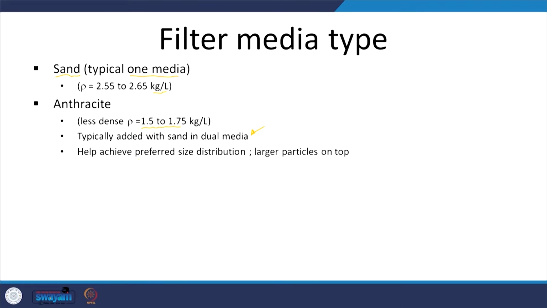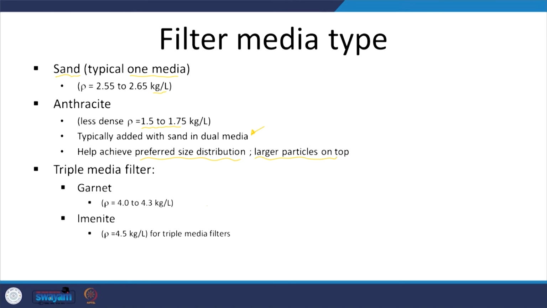And why is this? It will achieve the size distribution with the larger particles on top and smaller ones at the bottom. If not, you are going to have issues with head loss and removal efficiency, and particles sinking in. If it is a triple media filter, then you can also have different minerals, garnet and ilmenite, where the density is relatively higher. In general, dual media filters with anthracite above sand are the typical way to go about it.